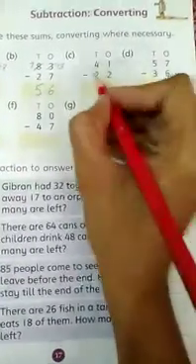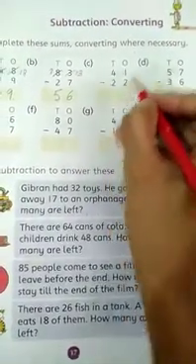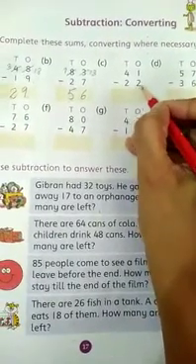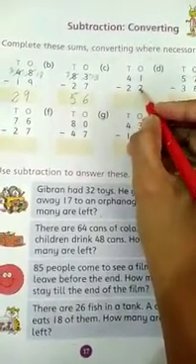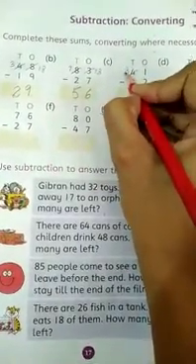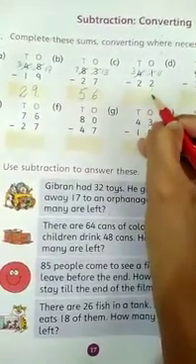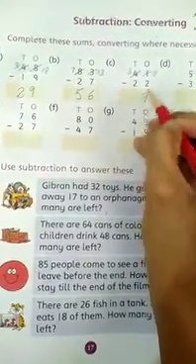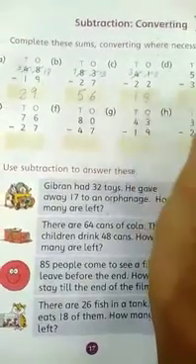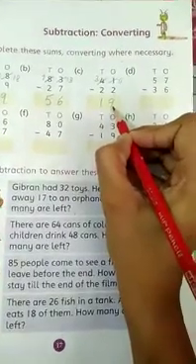On question number C, 41 minus 22. So students, let us subtract 1's column first. So we cannot subtract 2 ones from 1 ones. So we can borrow 1 from 10's column. So when we borrow, 4 becomes 3 and 1 becomes 11. So 11 minus 2 is equal to 9 and 3 minus 2 is equal to 1. So 1 tens and 9 ones is equal to 19.